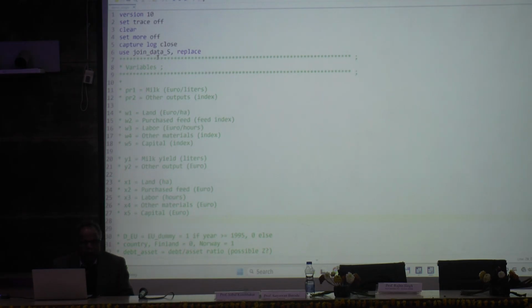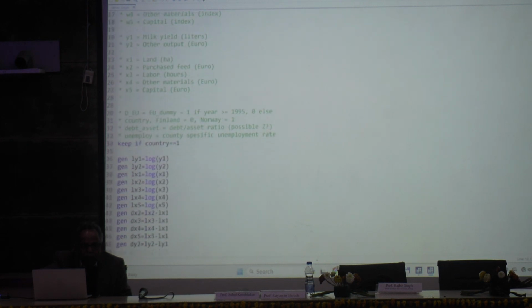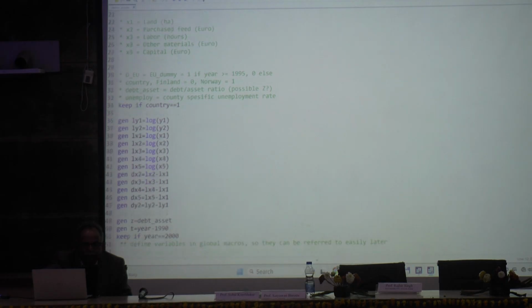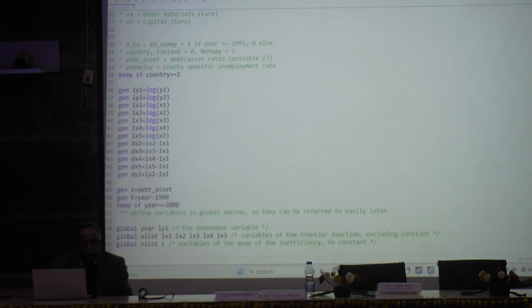So here, in this setup, all I'm doing is saying use that data set. So this is a Stata data file. This is not an Excel file, but if you have an Excel file, you can also use that. And this is something I commented out. When you put a star, that is commented out. So these are some of the variables that we're creating, based on this new data. These are different variables that are used, and this is the generation command. gen ly1 is log of y1, gen ly2. So this is how the different variables are created.